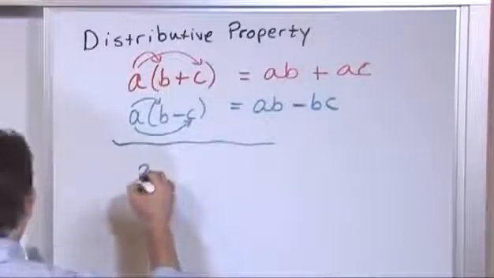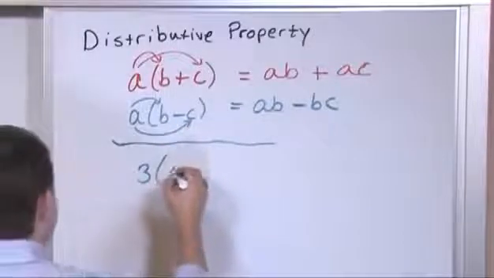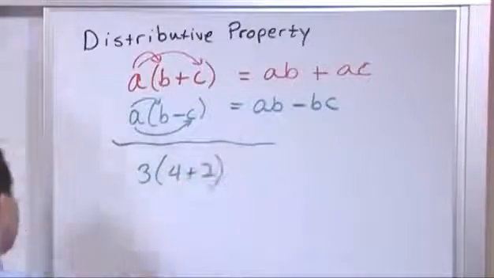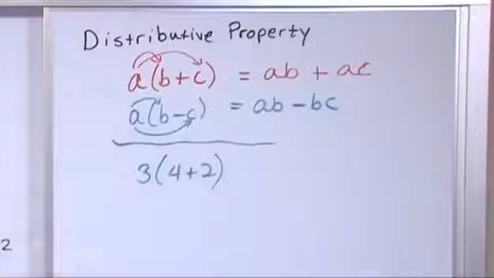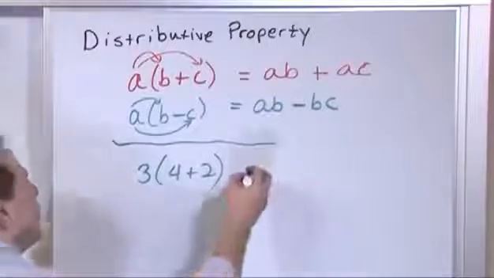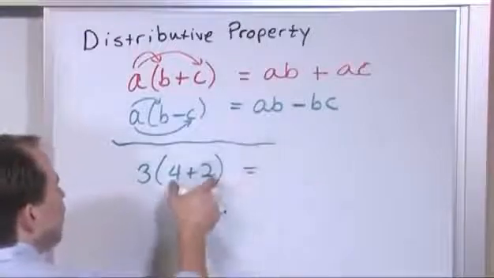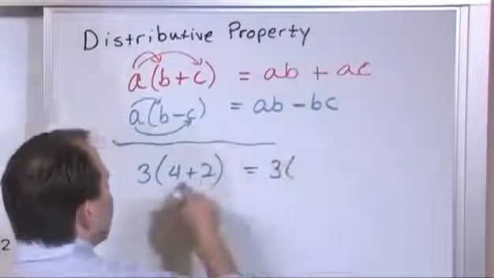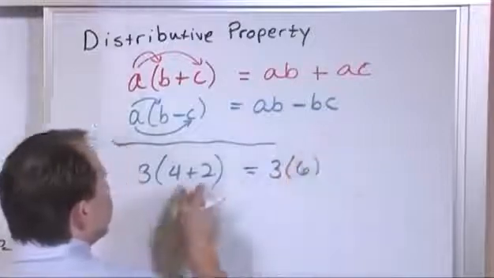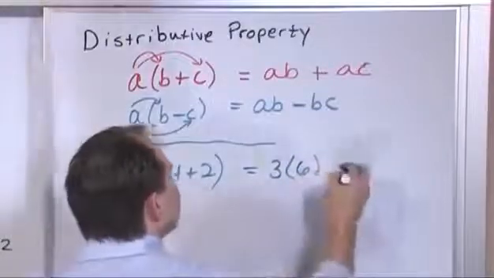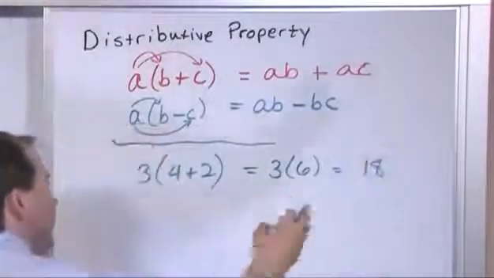If I have 3 and I open a parenthesis and I put 4 plus 2, how would you evaluate that in terms of order of operations? You would do what I've told you to do. You would go on the inside here and you would say, okay, 4 plus 2 is 6. That's the inside of the parentheses. And then 6 times 3 is going to give me 18. That's the answer.